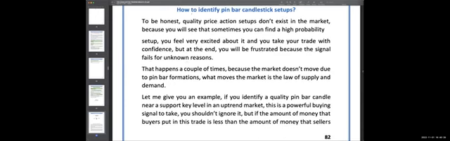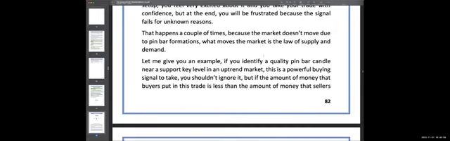How to identify pin bar candlestick setups. To be honest, quality price action setups don't exist in the market. That's the first thing you should know. Price does what it does, and you simply have to trade accordingly. Sometimes you can find a high probability setup, you feel very excited about it, and you take your trade with confidence. But in the end, you'll be frustrated because the signal fails for unknown reasons.